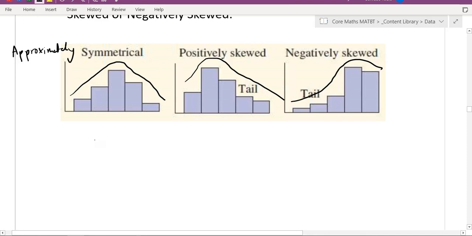Really quickly, some representations of this in a box plot. This is what a symmetrical box plot will look like. And I want you to draw this because we don't do enough of this. That's a symmetrical box plot. Okay, that's what it looks like. And you'll probably come back to this a little bit later. A positively skewed box plot looks like this. Okay, it looks like that. And then a negatively skewed box plot will look like this.